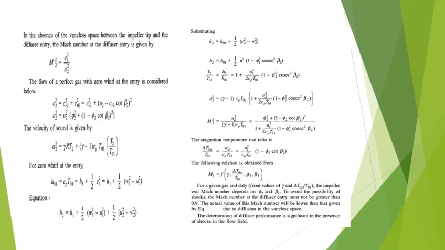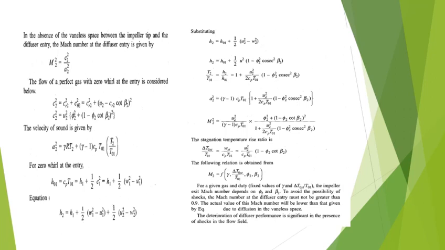This is to show, in the absence of a vaneless space between the impeller tip and the diffuser entry, the Mach number at the diffuser entry is given by M2 squared is equal to C2 squared divided by a2 squared. For the flow of a perfect gas with zero swirl at the entry, the condition is: C2 squared is equal to Cr squared plus C theta squared, Cr squared plus U2 minus Cr2 tan beta 2 squared. C2 squared is equal to U2 squared, phi 2 squared plus 1 minus phi 2 tan beta 2 squared.